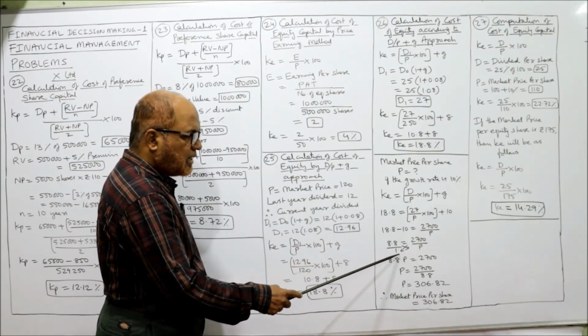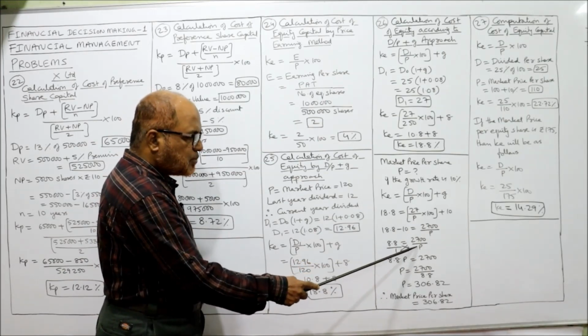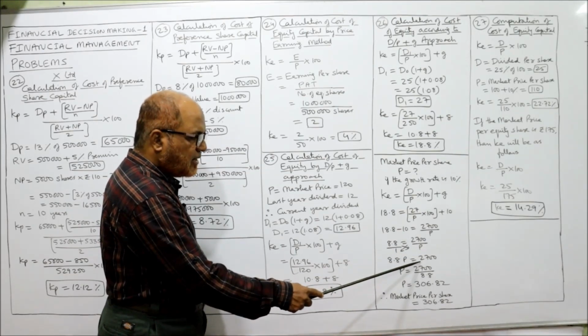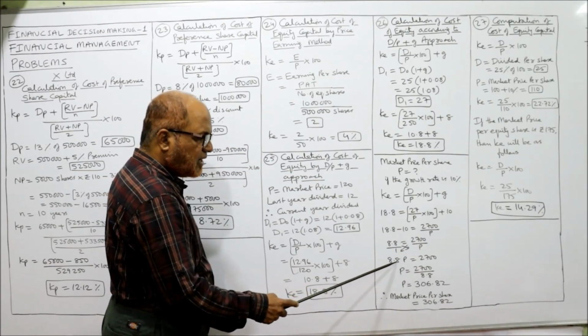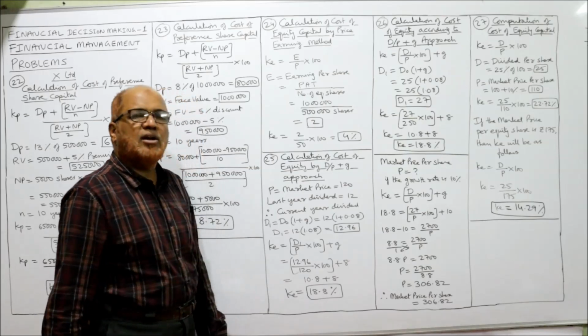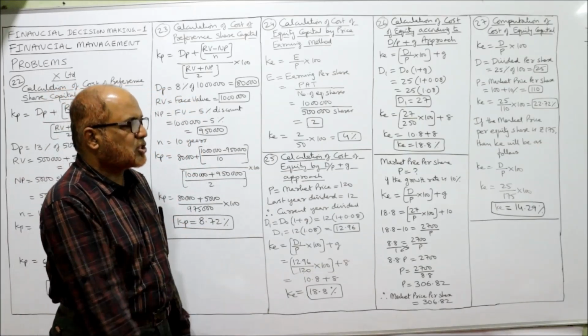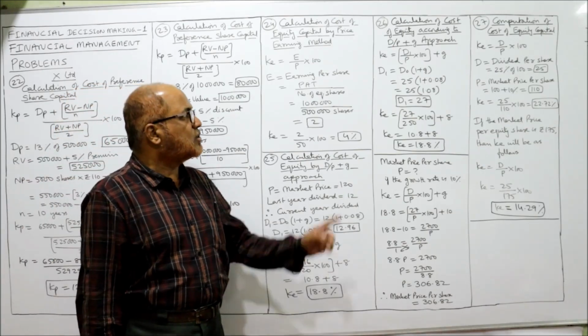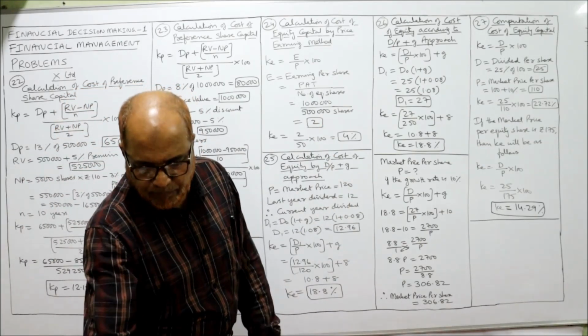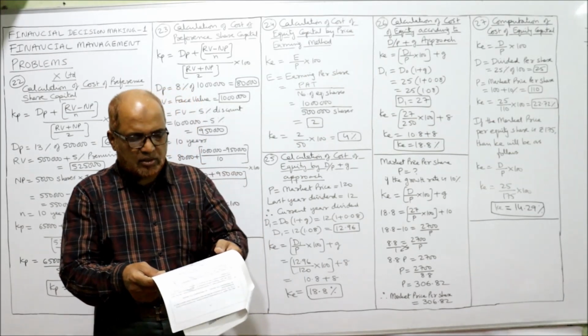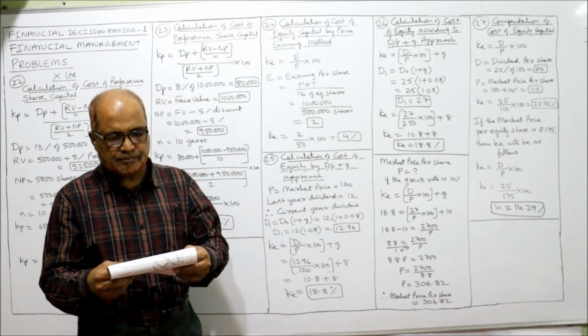Now make a cross multiplication. 8.8 P is equal to 2700. P is equal to 2700 divided by 8.8. That is 306.82. This is the market price per share. That's it. So we have completed the 26th problem. One more problem we'll do in this video, that is the 27th problem.